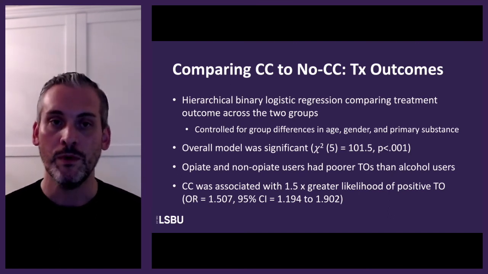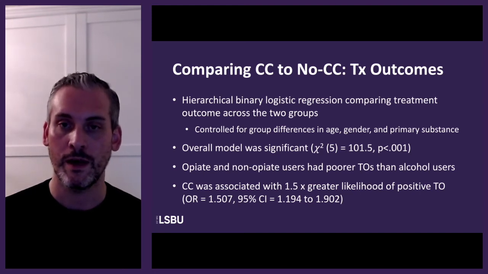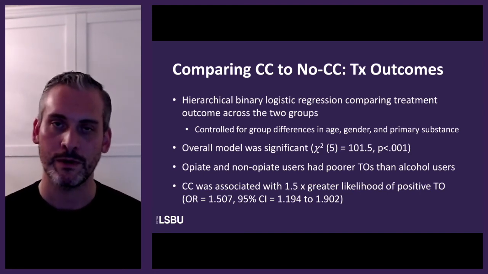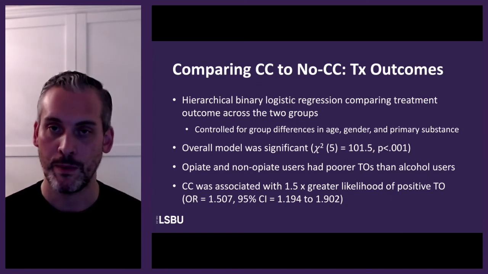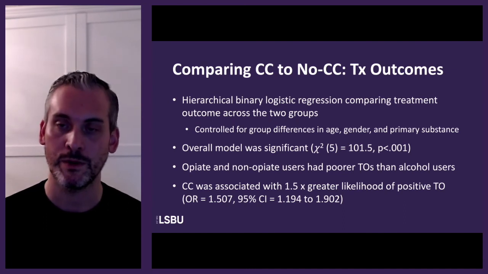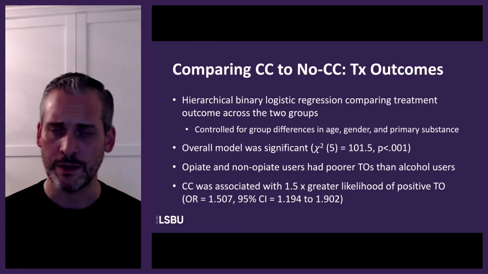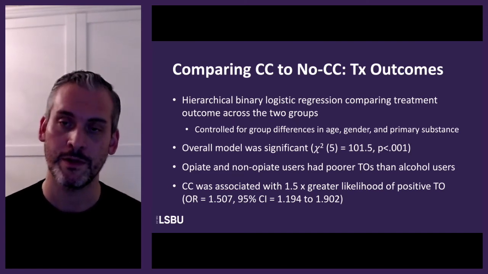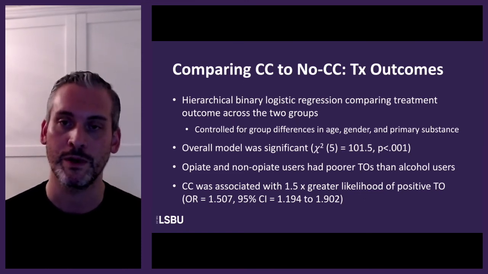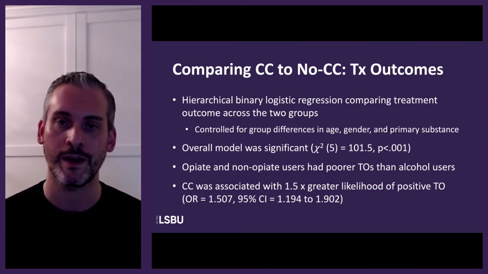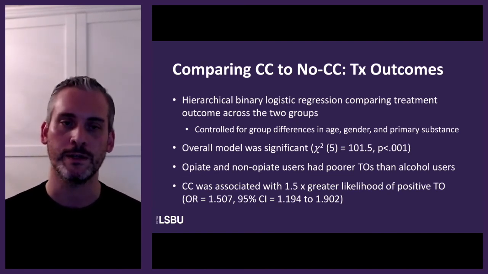We did in the model control for statistically significant group differences in the age of participants. I think they were slightly older in the capital card group than in the no capital card group. There was a slightly different proportion of gender distribution between the two, and also a slightly different proportion of people in terms of the various primary substances. So that was statistically controlled for, to ensure that if we found any differences between the groups, it wasn't due to differences between the type of service users involved in each condition.